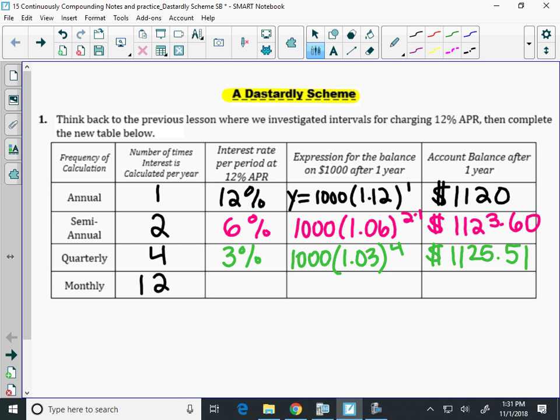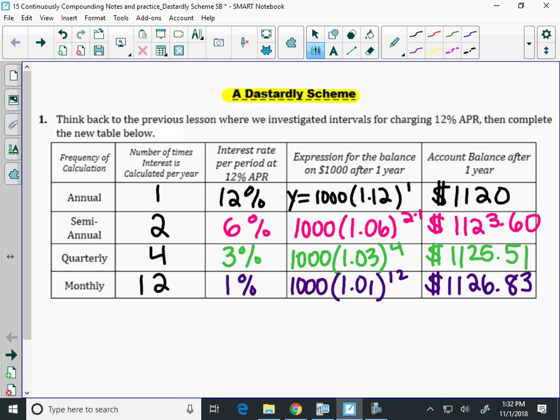So finally, if I took interest monthly, what percent would you be charged every month? 1%. All right, so your equation here would be 1,000 times 1.01 to the 12th, because you're taking interest 12 times. And tell me what you would owe the credit card company. $1,126.83. All right, so it's going up a little bit, right?